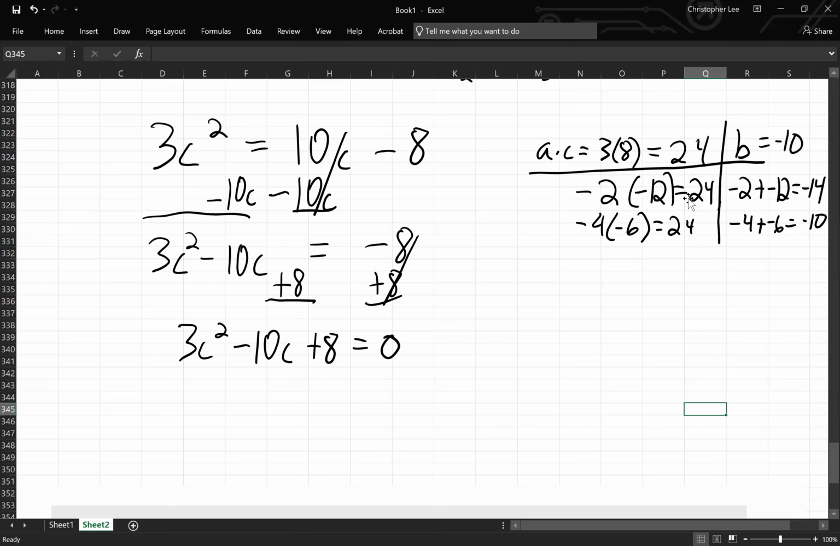So now rewrite what you have. Instead of 3c squared minus 10c plus 8, we're going to have 3c squared minus 4c minus 6c plus 8 is equal to 0. So I'm replacing the 10c with the negative 4c and a negative 6c. Split them down the middle. Greatest common factor on the left-hand side. What do they have in common?